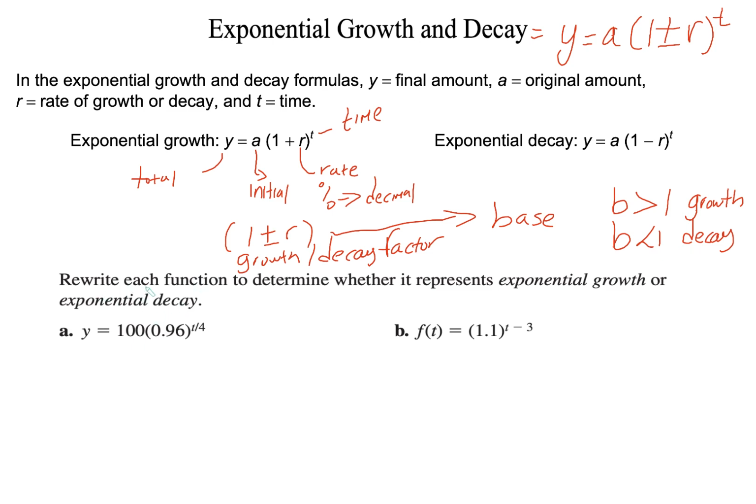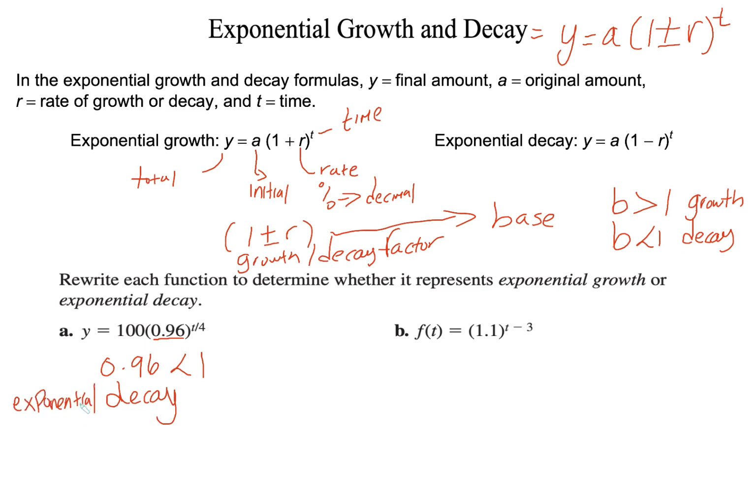Let's look at the two examples below. It states to rewrite each function, determine whether it represents an exponential growth or an exponential decay. So I look at my function and I go to my base. So my base here is 0.96. Now I know 0.96 is less than 1. This indicates a decay. So A is an exponential decay.